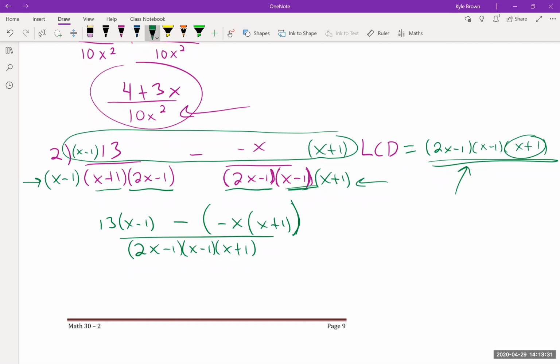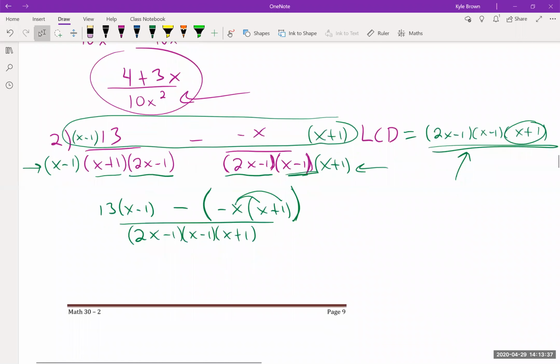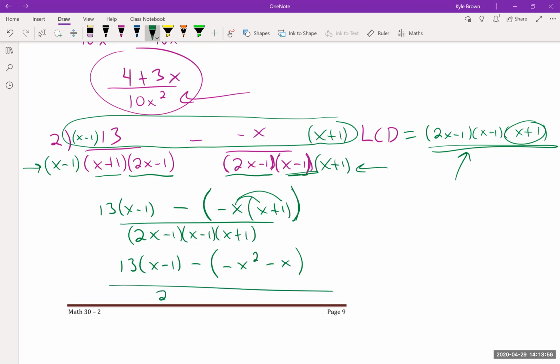So I'm going to do in these brackets first. So I'm going to distribute that one in there. So we've got 13 times x minus 1 minus, and then you've got negative x squared, and then negative x times 1 is negative x. All over all of that stuff. 2x minus 1, x minus 1, and x plus 1.